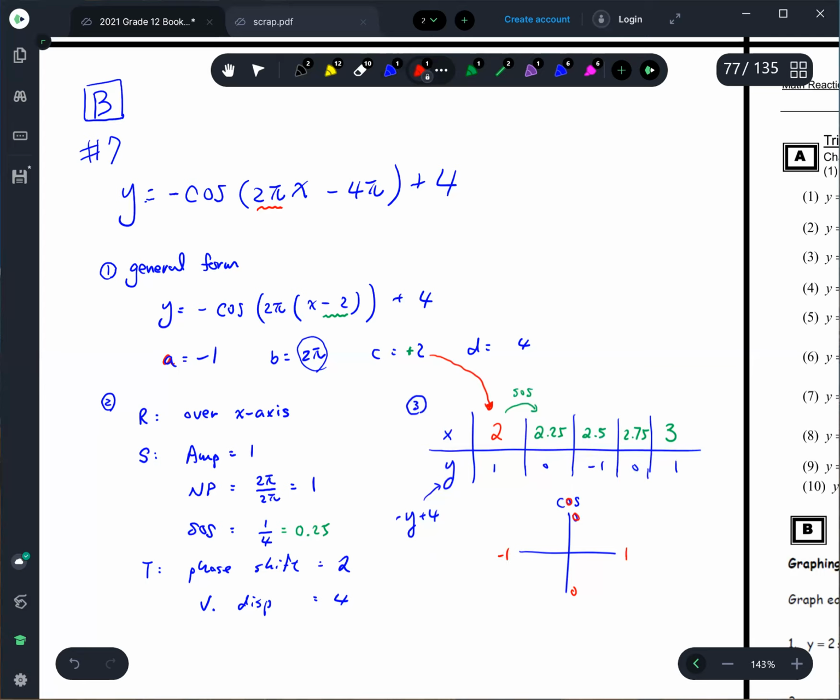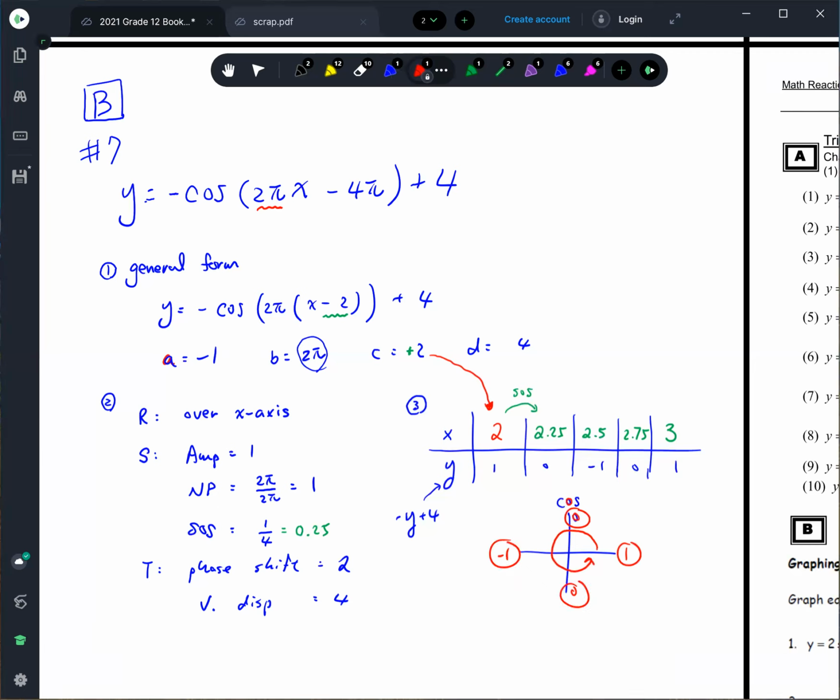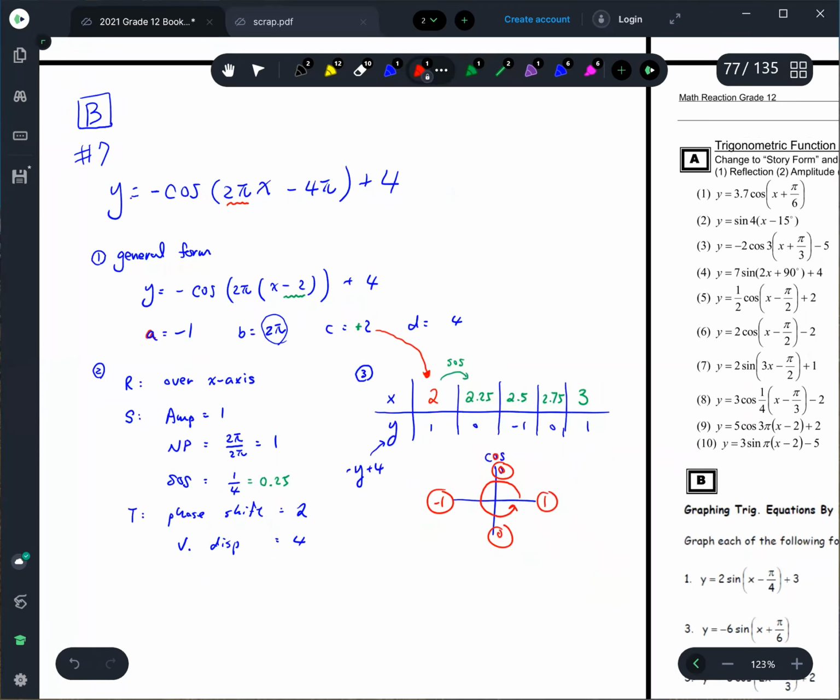So you start from the right side and then go counterclockwise, right? So 1, 0, negative 1, 0, back to 1. Okay, that makes a complete circle, right? So that's one period. Okay, once you got the chart, then the graph, you just follow it.